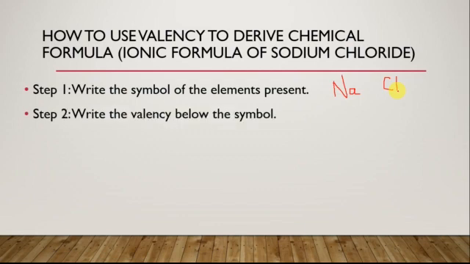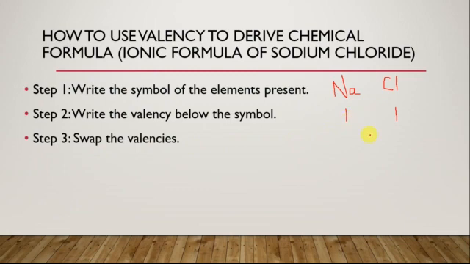The second step says to write the valency below the symbol. So just now we have learned the valency of sodium is 1. The valency of chlorine is also 1. Sodium gives 1 electron, whereas chlorine takes 1 electron. Next, we have to swap the valencies. So we are going to swap.